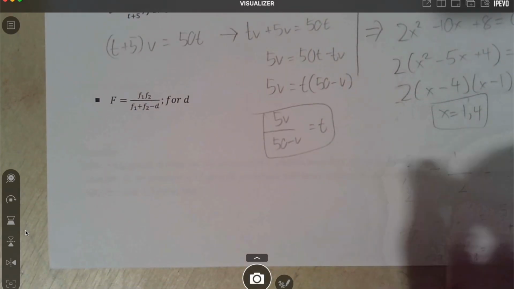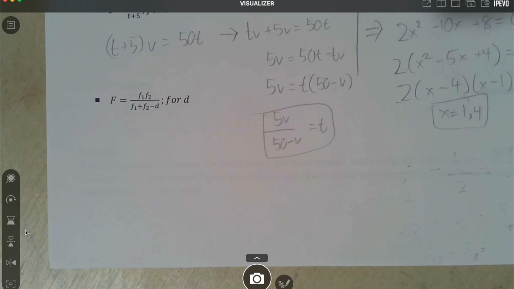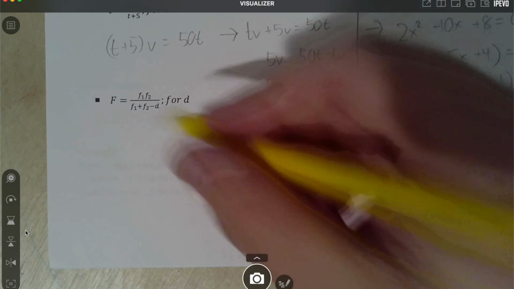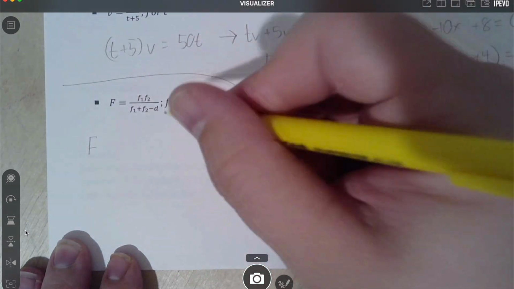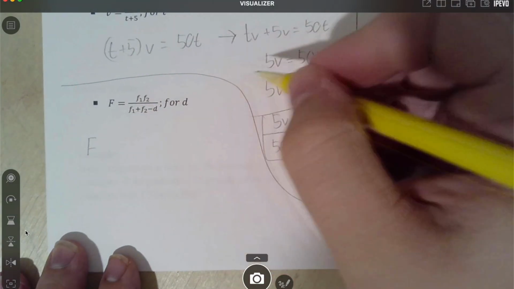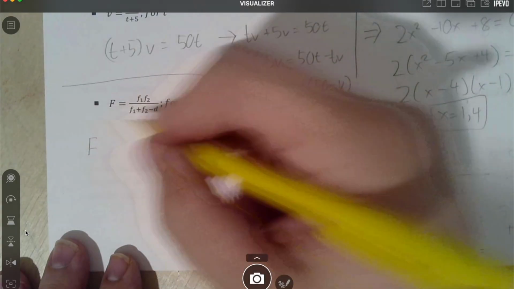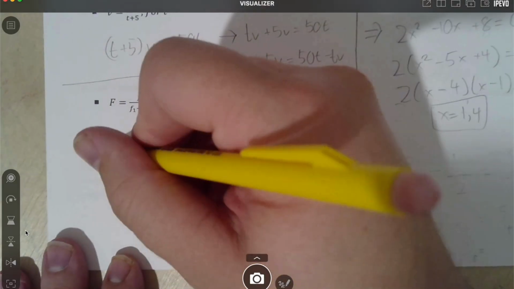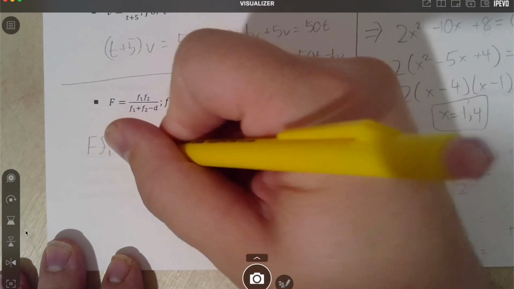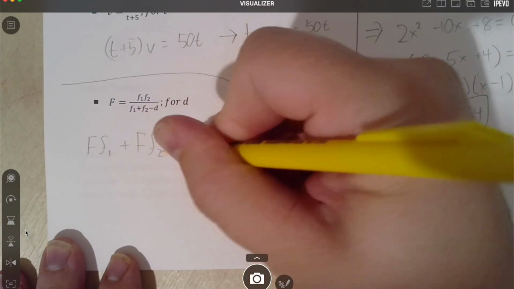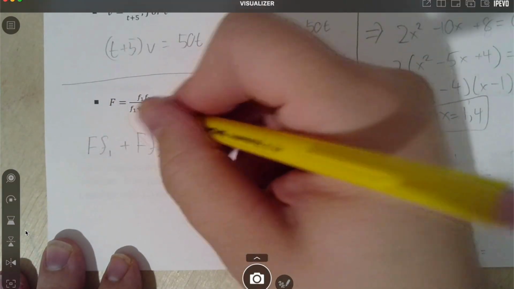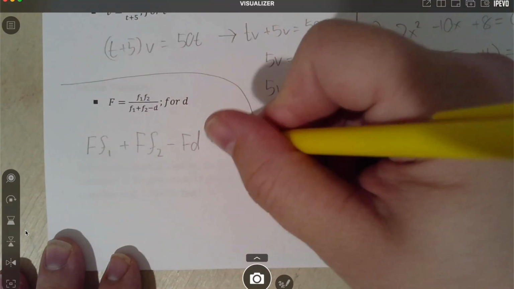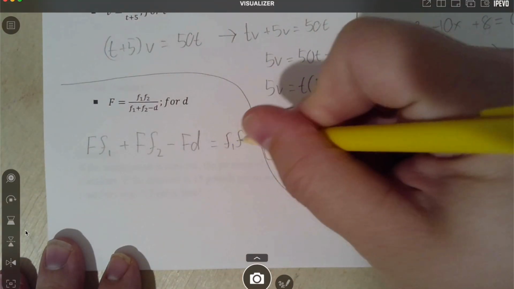The next one here, this is some sort of physics formula. We want to solve for d, and d is on the bottom, so we're going to go through really the same exact process here. So we're going to multiply, and we've got to be careful with all these f's. As I multiply this denominator to move it to the other side, I'm going to distribute. So I've got capital F lowercase f1 plus capital F lowercase f2 minus capital F lowercase d, right? I'm just multiplying that and distributing as I go, and all that's equal to little f1, little f2.